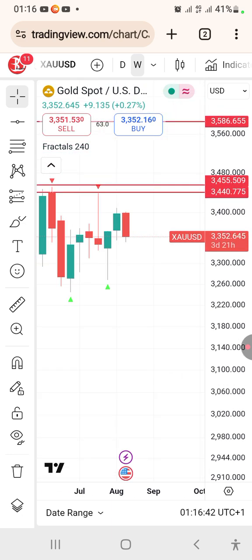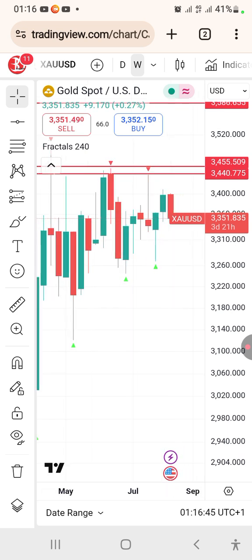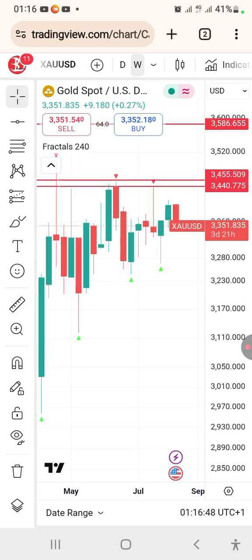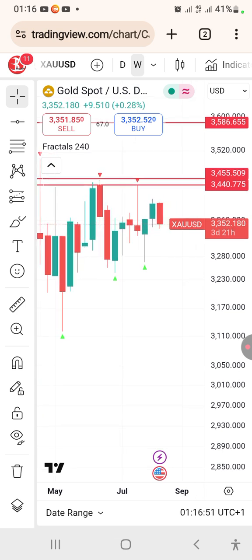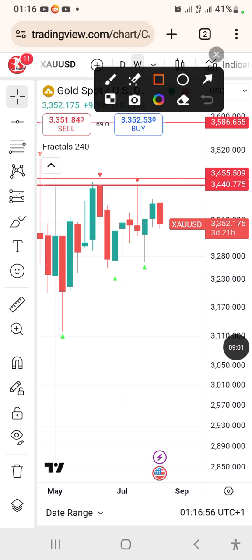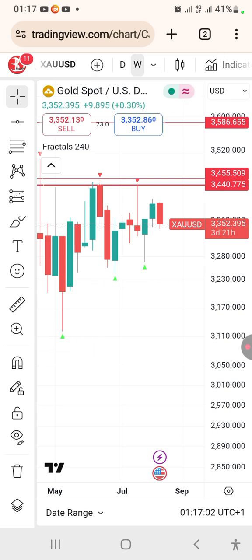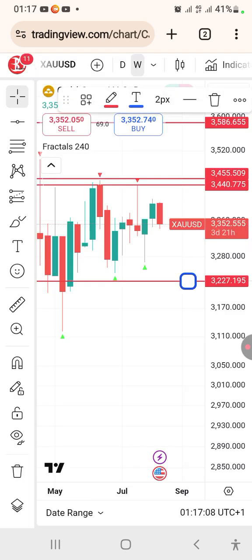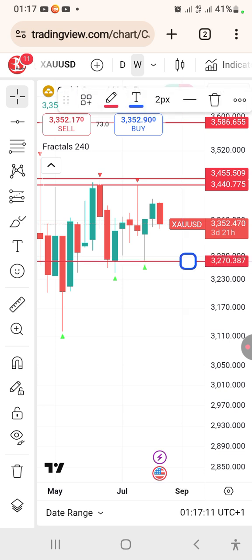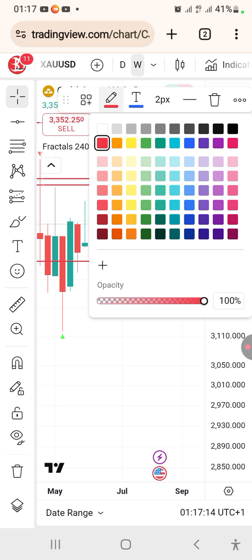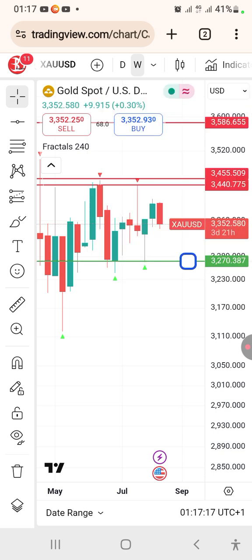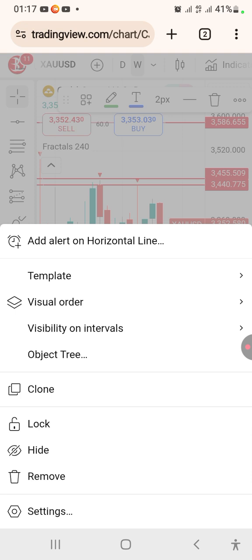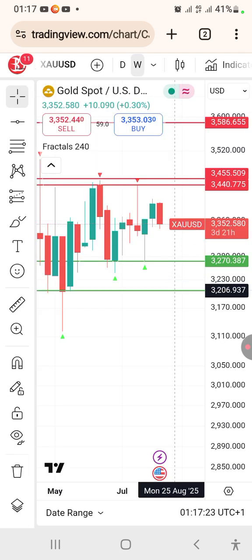Now note this, you're able to see the key support zone. So these are the key support zones that the fractal has given you. This key support zone, you fix your line. But in this case now, you are going to make this line green, so I can differentiate it from the selling line.